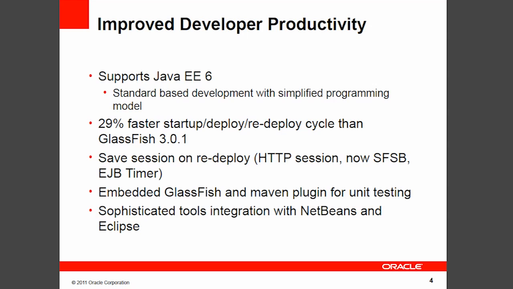Based on our internal analysis, 3.1 release has improved startup, deploy, and redeploy cycle by about 29% on Windows over 3.0.1 release. The save session on redeploy feature now supports stateful session beans and EJB timer. This helps developers test new code changes during redeploy without having to repopulate the session data. 3.1 continues to provide excellent support for NetBeans and Eclipse.